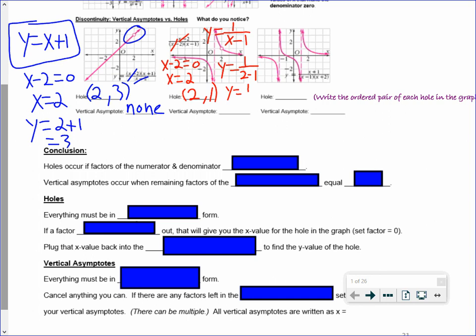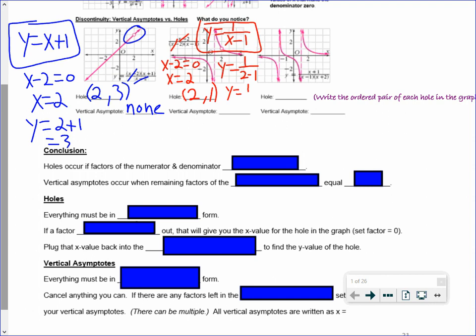Anytime you cancel a factor off from the top and the bottom, that factor gives you the x value of the hole. You take that x value and plug it into your simplified version of the equation, in this case y equals 1 all over x minus 1. That gives you the y value of the hole. You take that x, plug it into the simplified version, and you get the y value of your hole.